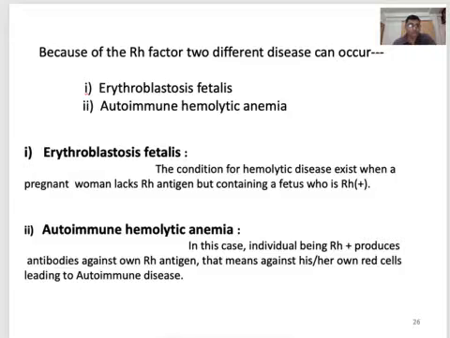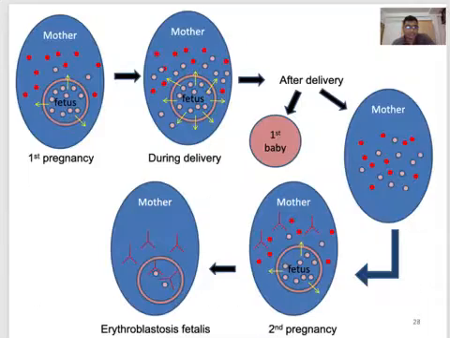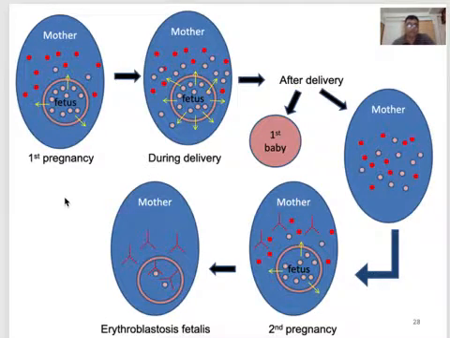Now let's talk about the mechanism of erythroblastosis fetalis. It occurs when the Rh blood group is different between the mother and the fetus. During the first pregnancy, this slide shows the step by step events that happen in erythroblastosis fetalis. The next slide depicts the same thing, here in text and here in figure. I will explain the figure.